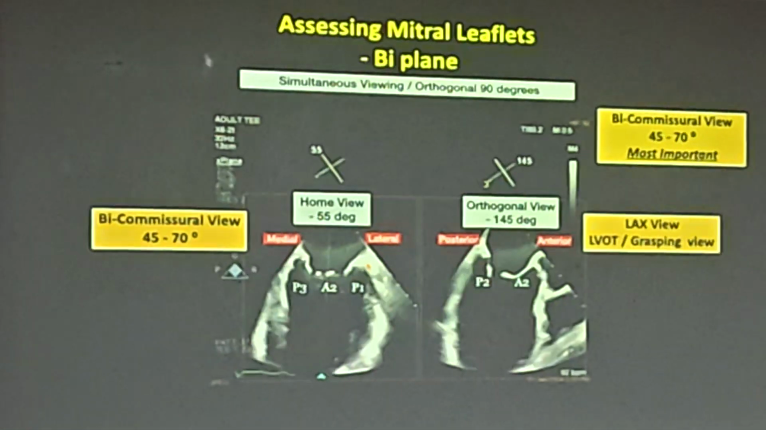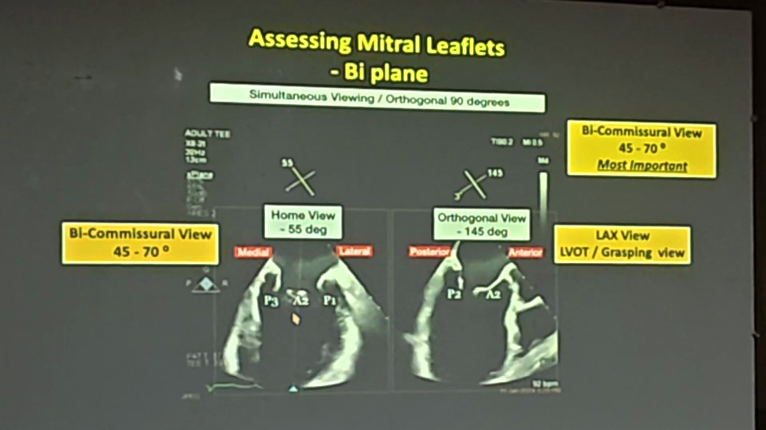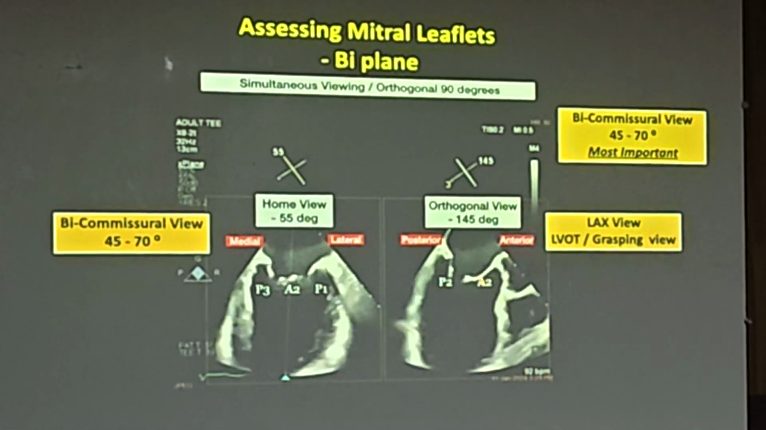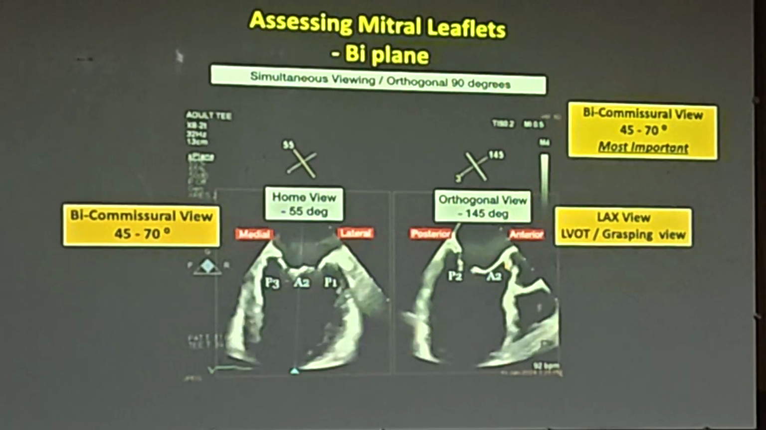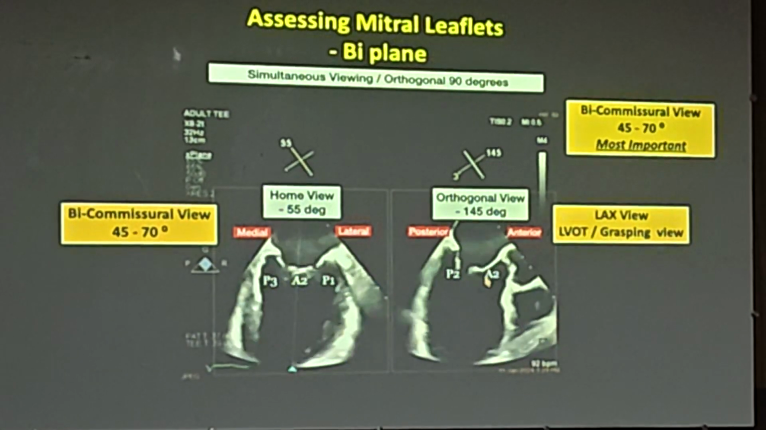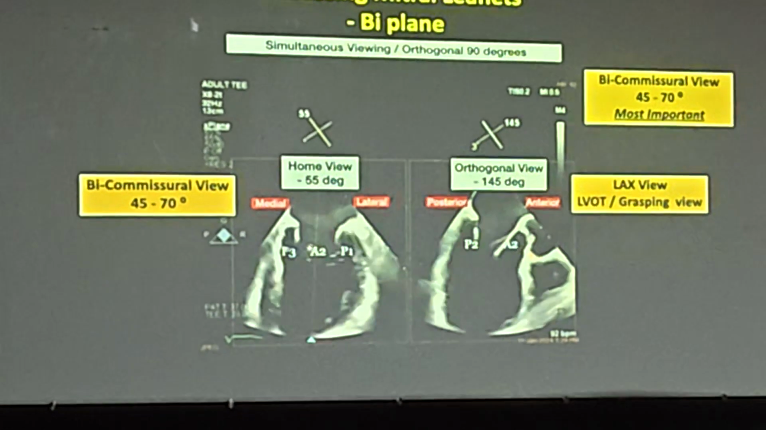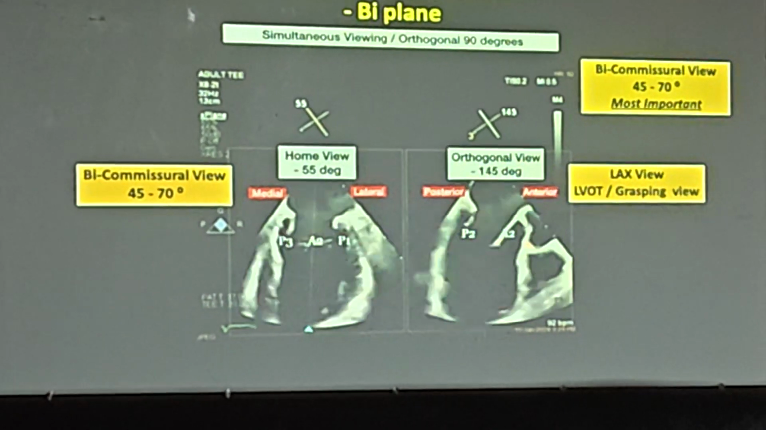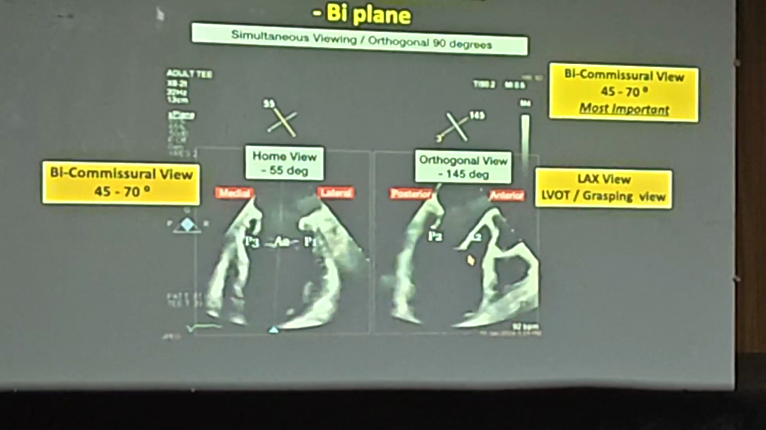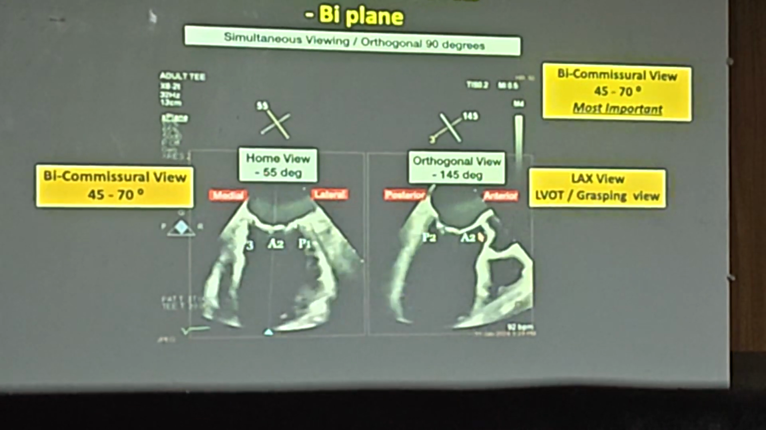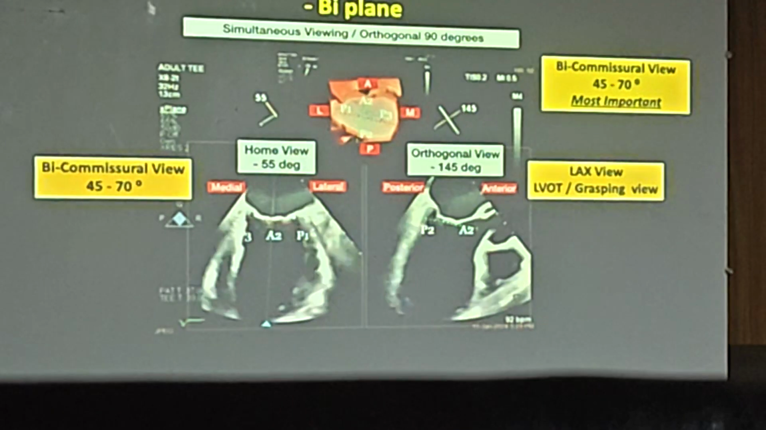And when you use X-plane, automatically you get an orthogonal cut on the other side, 90 degrees to this view. What you see on the other side is P2, A2, P2 here. Ideally you should see the aortic valve, and that is a good cut in terms of the bicommissural X-plane or biplane. This long axis view is usually called the grasping view.